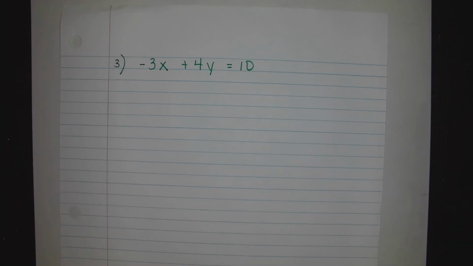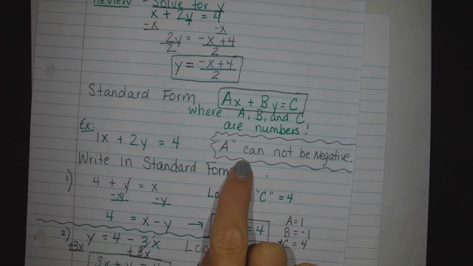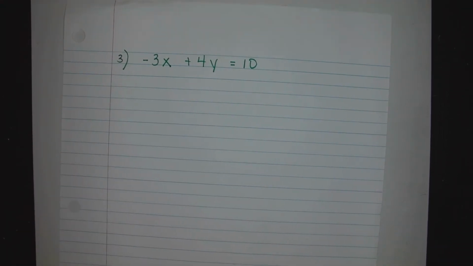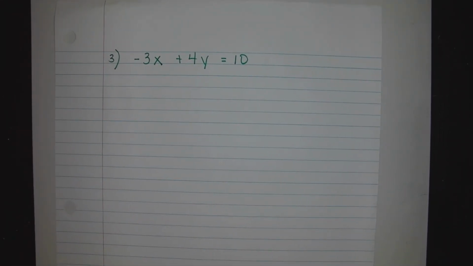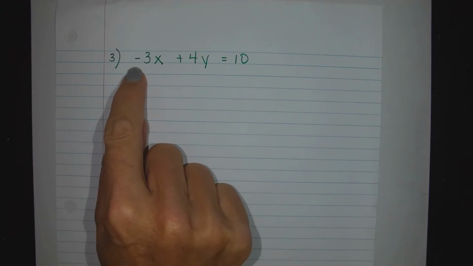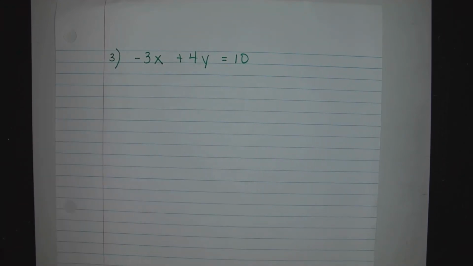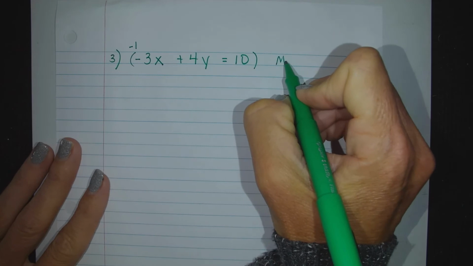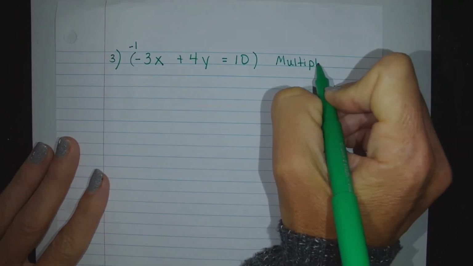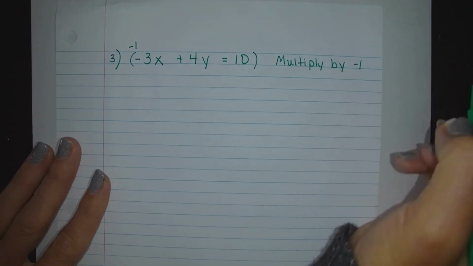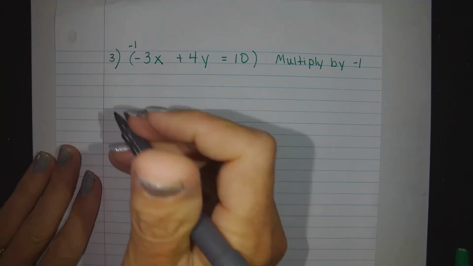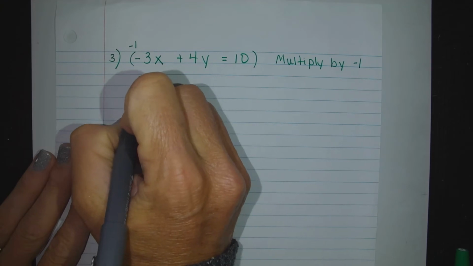Bingo. Remember the rule I gave you here? A cannot be negative. This looks like it's standard form, and it actually is, with the exception of one thing. That 3 cannot be negative. So you multiply by negative 1. Yes, but I'm actually going to teach you a shortcut. So here, you multiply everything by negative 1. All that does is change the sign of every term. So your answer is positive 3x.